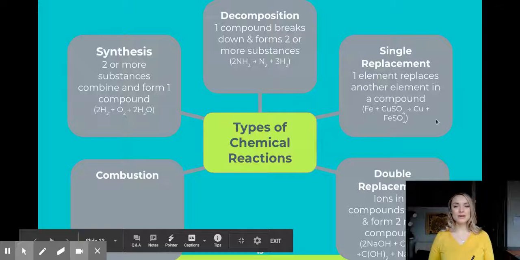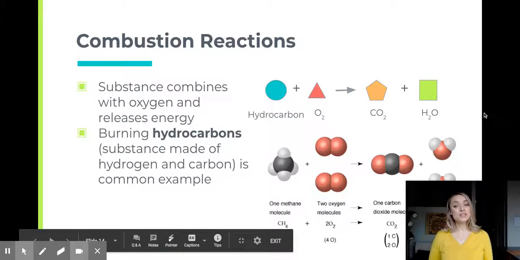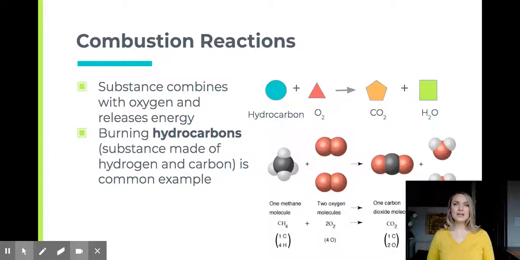We're going to talk about combustion. Combustion reactions, hopefully you're able to kind of make a connection to the word combustion. If you think of the word combustion, what do you think of? You might be saying you're thinking of burning or an explosion, and that's exactly right. Combustion reactions are when substances combine with oxygen and release energy. So when we think of a release of energy, that energy can be in the form of light, it can be in the form of sound, it can be in the form of heat.